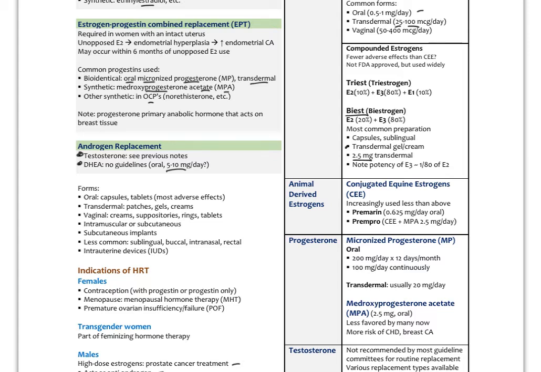The animal-derived estrogens I mentioned, the conjugated equine estrogens, these are being used less and less, but this is Premarin, and the typical dose of that is 0.625 milligrams a day orally. Prempro is the Premarin plus the medroxyprogesterone acetate, 2.5 milligrams a day. So Prempro combines the two. And I'll talk about the big study that raised the big red flag with Prempro several years ago coming up.